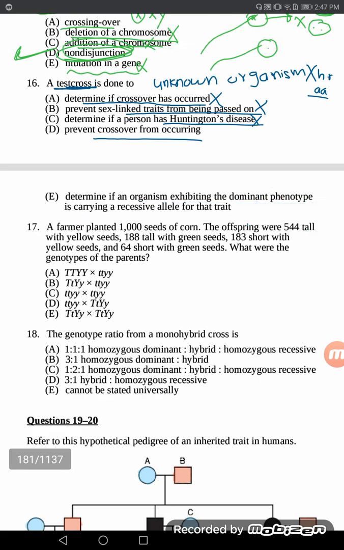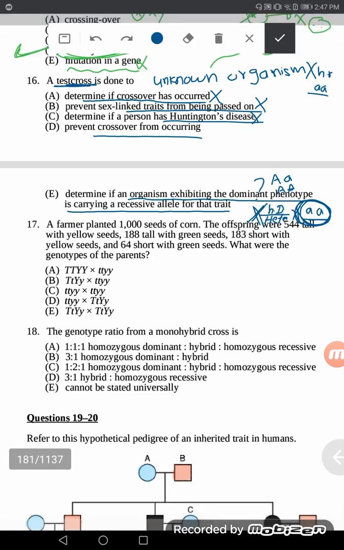So we will find whether the organism exhibiting the dominant phenotype is carrying the recessive allele or not. Is it carrying this recessive allele or not? So that is the answer for the question, and it is E. A test cross is done to determine if an organism exhibiting the dominant phenotype is carrying recessive alleles for that trait or not. That's it.